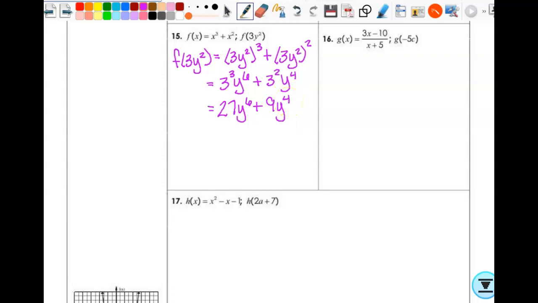Can I combine those two terms? No, because my y's don't match, right? So I can't do that. That means I'm done. This is f of 3y squared. This is my answer. So you can't skip this step because this is where you're substituting it in. You can't skip this step because this is your answer.